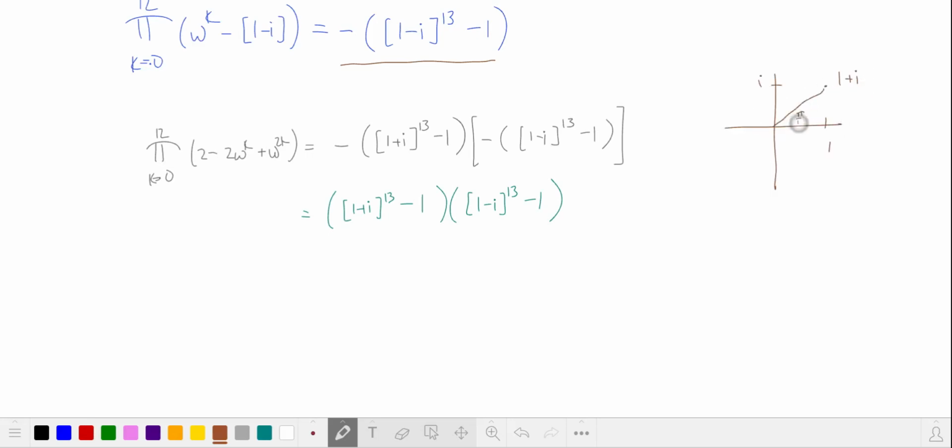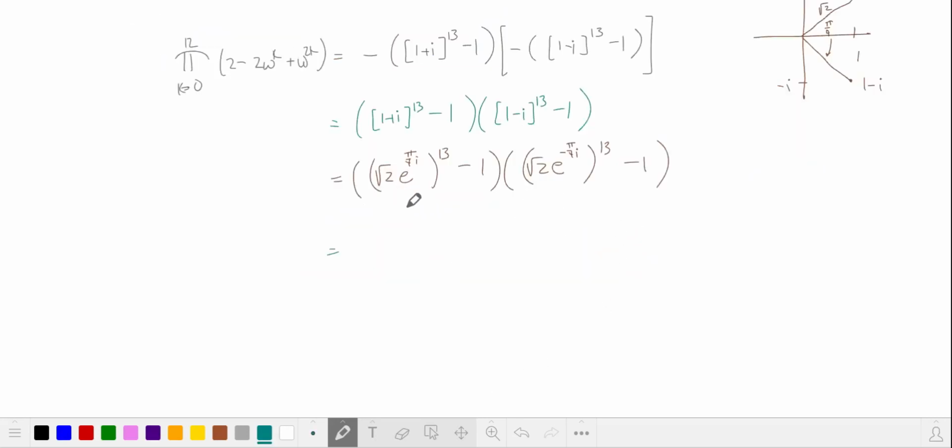Its angle is pi over 4 and its magnitude is root 2. And over here is 1 minus i. So I can rewrite this as root 2 times e to the pi over 4 times i. This is all raised to the 13th power, and then we subtract 1. Over here we have the same magnitude, root 2, e, and then it's negative pi over 4 because we're going clockwise, raised to the 13th power minus 1. This is much easier to take a power of.